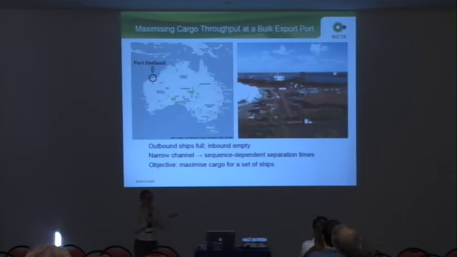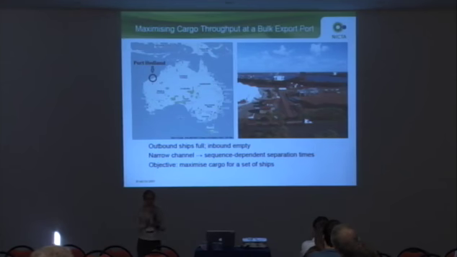So we're looking at a real port, Port Hedland in Western Australia. This is Australia's largest iron ore export port. And because this is an export port, the outbound ships are usually full and the inbound ships are empty. So this means that the outbound ships have much larger draft and they need to sail at high tide. But inbound ships can sail anytime.